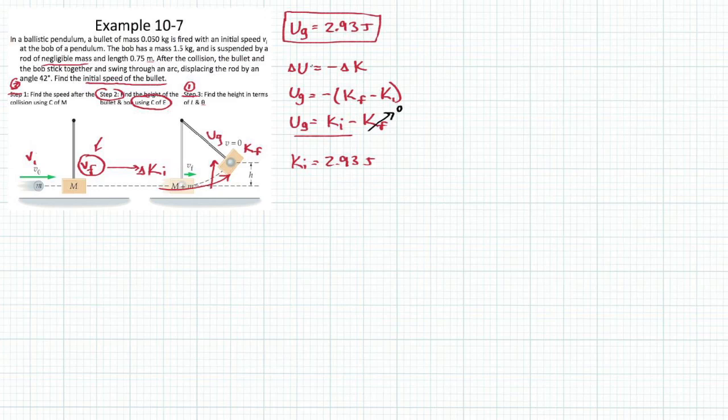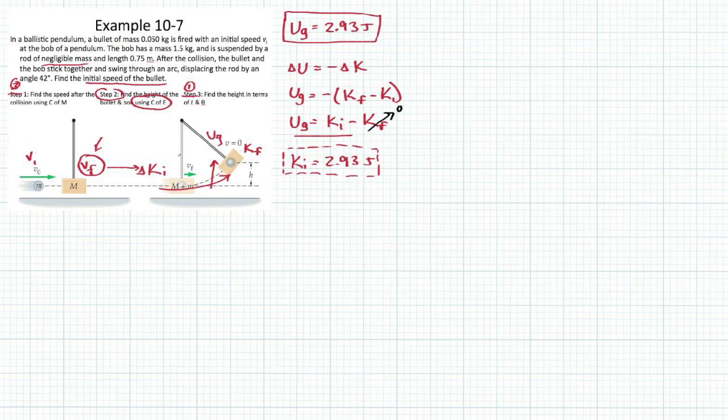But in an idealized system, that would be the case. The kinetic energy that it would have going into start swinging would be completely turned into potential energy as it got to the top of that arc right there. So this is our kinetic energy of the bullet and bob system as it starts swinging upwards.